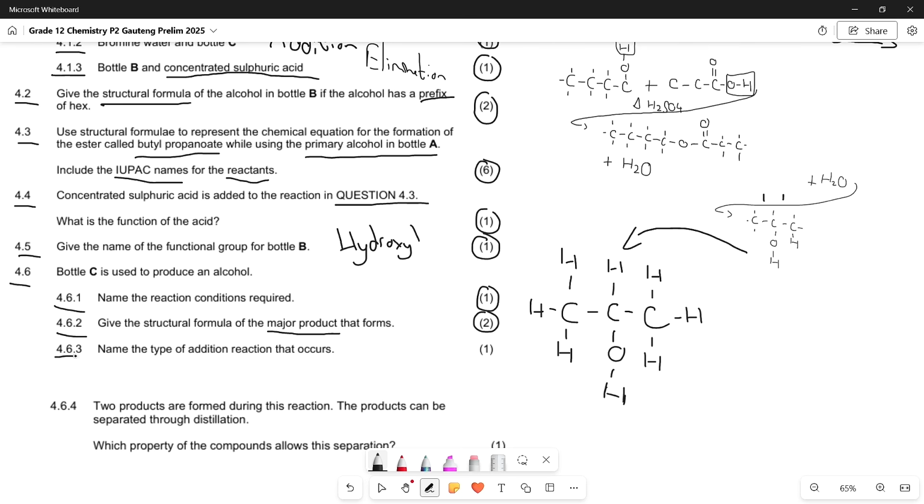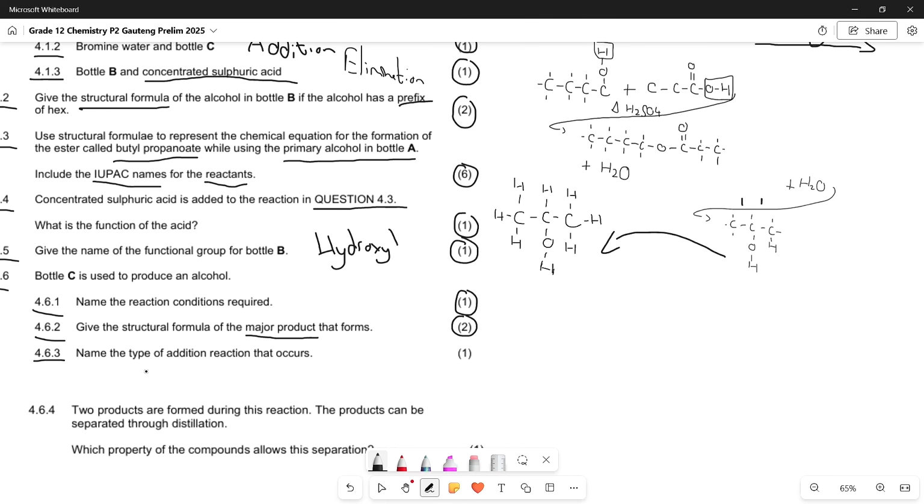And then 4.6.3 says, name the type of addition reaction that occurs. So here they want the specific type of reaction. We can't just say addition. They want the specific type of addition reaction. And as we established, we were adding water. So if ever we're adding water, that is called a hydration reaction. If we are removing water, that is a dehydration reaction when it comes to single bonds and double bonds. So an addition reaction, the double bond is going to break. We're going to react with water to form an alcohol. An elimination would be dehydration, removing the water, and then we are going to form a double bond.